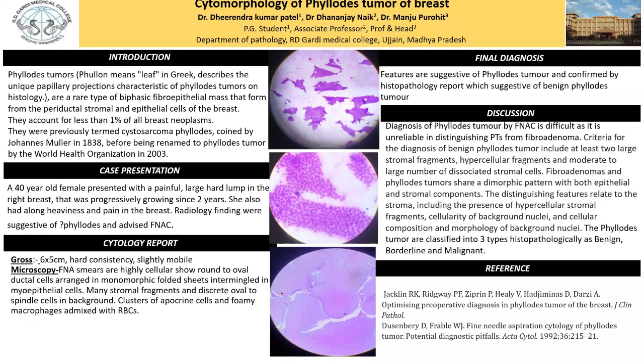Fibroadenomas and phyllodes tumors share a dimorphic pattern with both epithelial and stromal components. The distinguishing features relate to the stroma, including the presence of hypercellular stromal fragments, cellularity of background nuclei, and cellular composition and morphology of background nuclei. Phyllodes tumors are classified into 3 types on the basis of histopathology: benign, borderline, and malignant. These are the references.